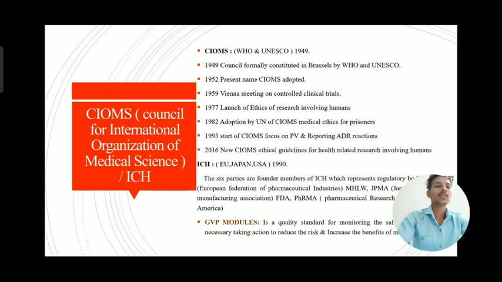The next is CIOMS, Council for International Organizations of Medical Sciences. The history of CIOMS: in 1949 the council was formally constituted by the WHO and UNESCO. In 1952 the present name CIOMS was adopted. In 1959 was the Vienna meeting on the control of clinical trials. In 1977 was the launch of the ethics of research involving humans.